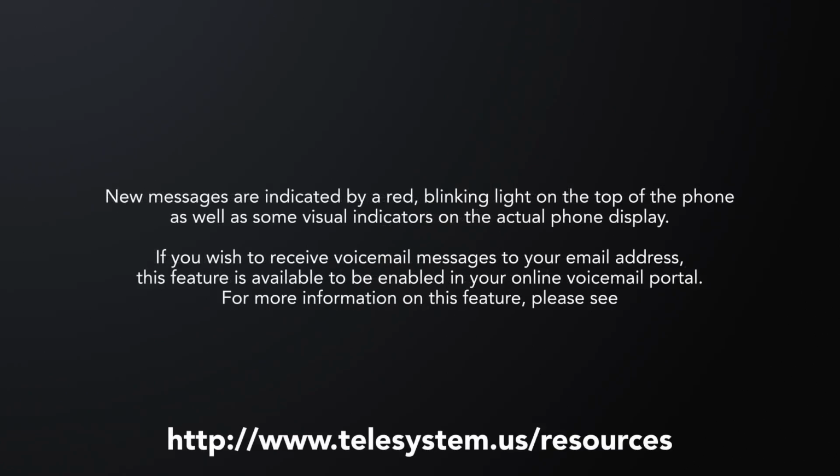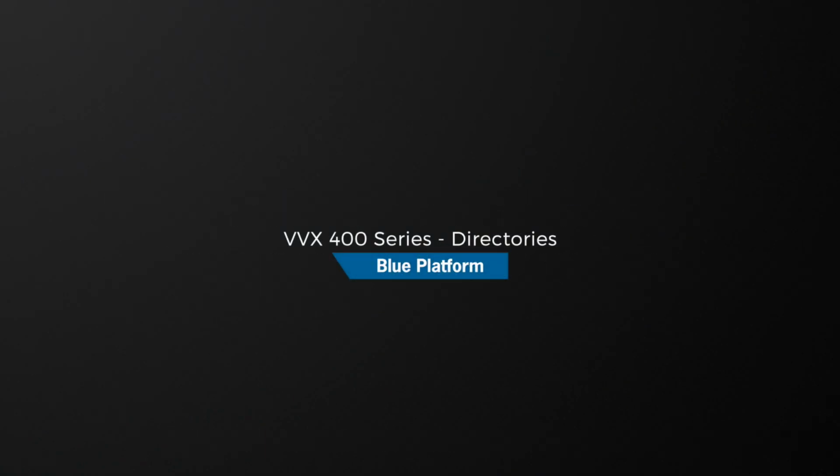New messages are indicated with a red blinking light on the top right of the phone set, as well as some visual indicators on the actual phone display. If you wish to receive voicemail messages to your email, this feature may be enabled in your online voicemail portal. For more information on this feature, please see the telesystem.us resources section.